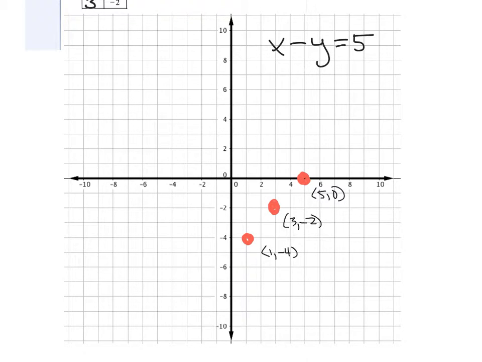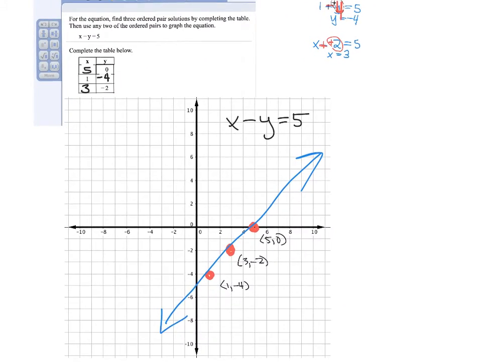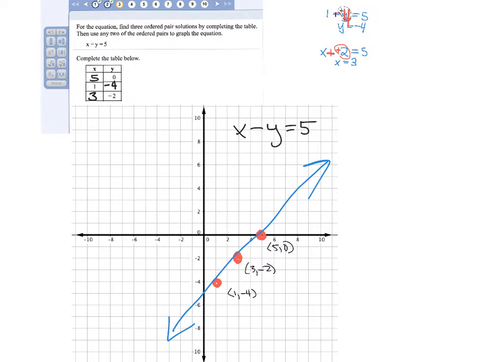And there is our line. And we see that since the 3 dots are forming a perfect line, it means we've probably done it correctly. And that wraps up that problem.